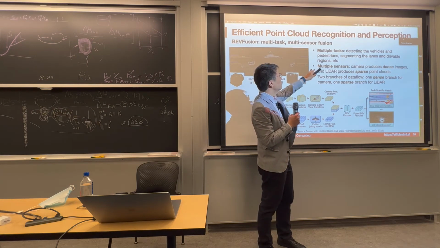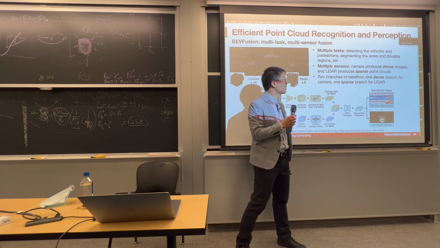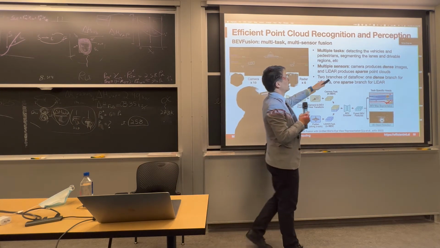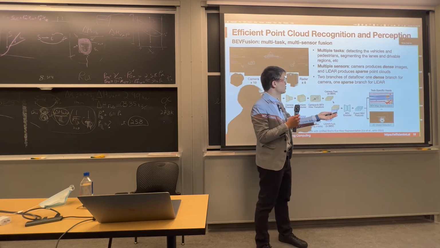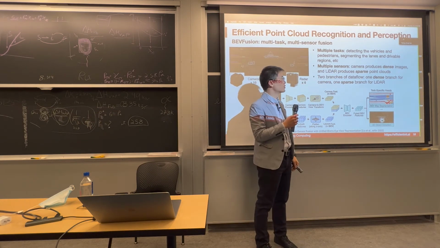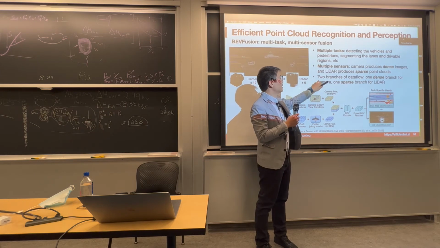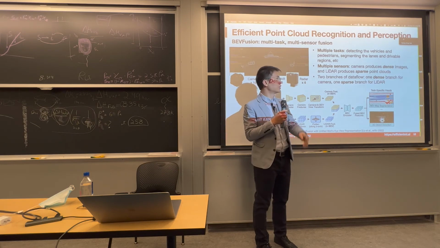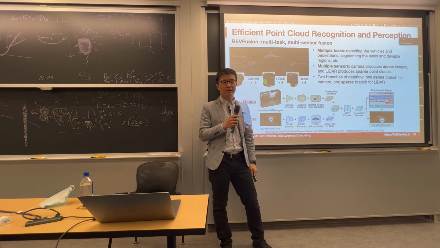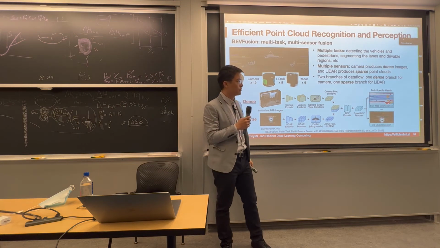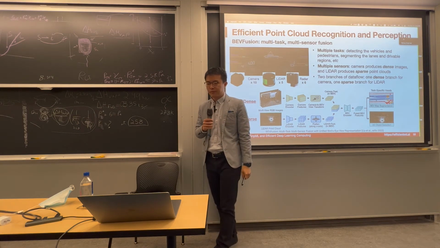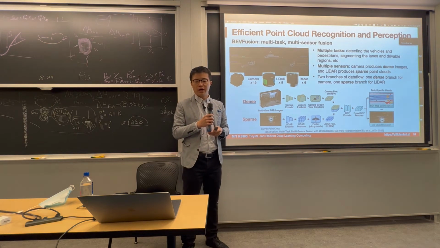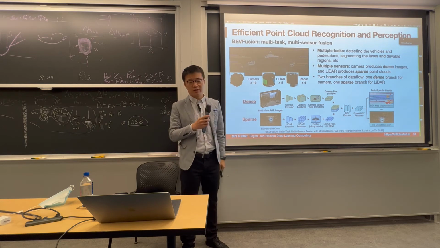Multiple tasks including detecting the vehicles, segmenting the lanes and drivable regions, and also being able to fuse the cameras, which produce dense images, and LiDARs, which produce sparse point clouds. Okay? And we need two branches of data flow, one dense branch for the camera and another sparse branch for the LiDAR. Right? So that adds a lot of difficulty and challenges for efficient computing on top of such a hybrid understanding of point cloud and images.